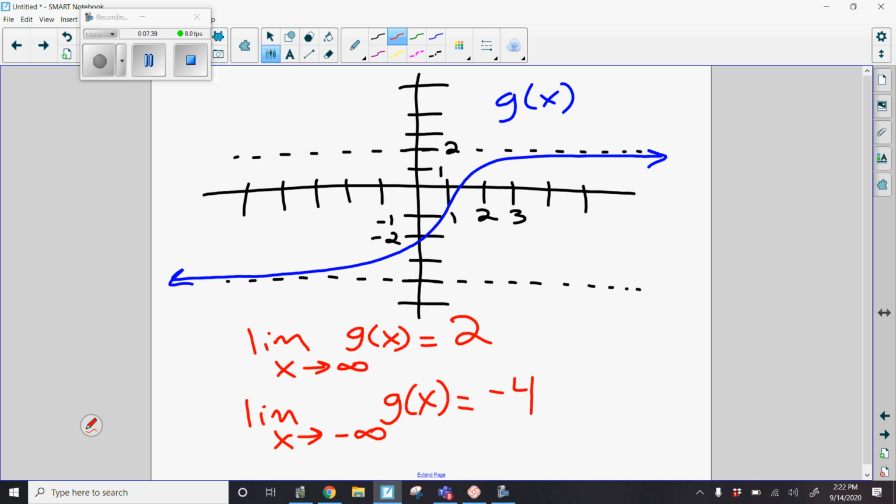Okay. So that's how we deal with extremes. Horizontal asymptotes show up in these limits as x goes to infinity and x goes to negative infinity. Now, just backing up a hair, let me back up one slide.